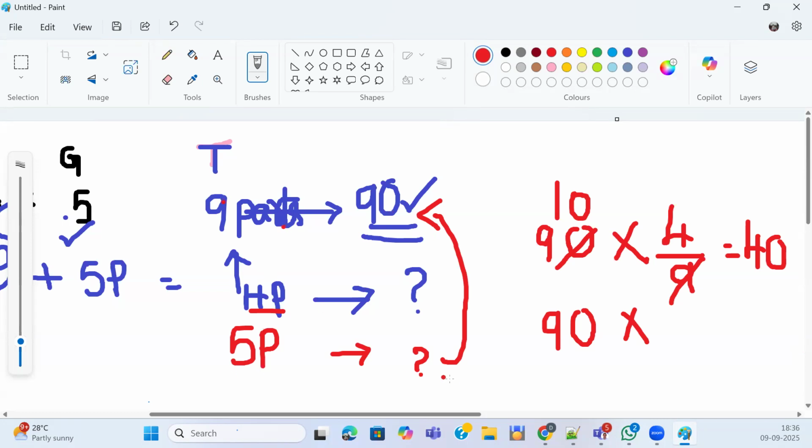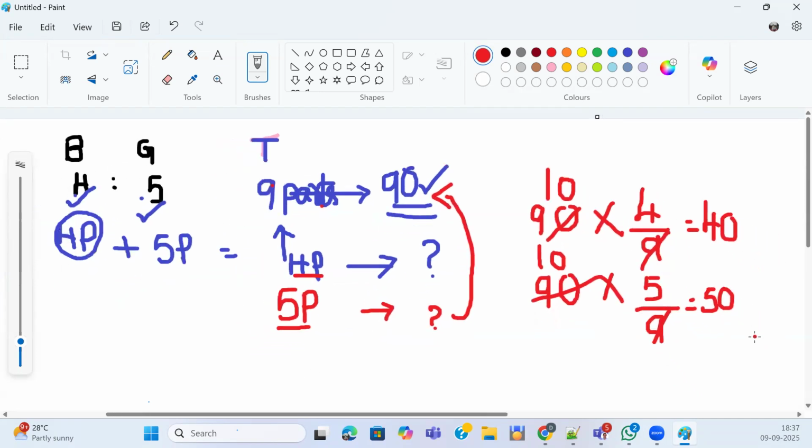What is the cost of 5 apples? Will it be less or more? Less. Less means what number do I need to put in the numerator? 5 by 9 into 90. 9 ones are 9, 9 tens are 90, so 50. Are you clear? Yes, sir. This is called a shortcut. Nobody will teach this in entire Bangalore.